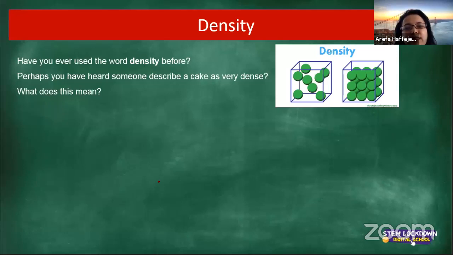Have you ever heard the word density? Some of you may have said, you know what, this cake is really dense. But when they say this cake is really dense, what does that mean to you? If we look at the picture on the right-hand side, we have these particles in little cubes. The picture on the left has fewer particles in it, and the cube in the picture on the right has more particles in it. The one with more particles is more dense as compared to the picture on the left, which makes it heavier.